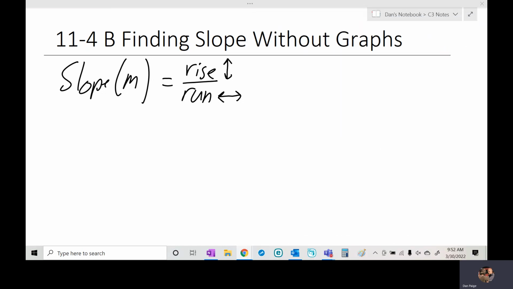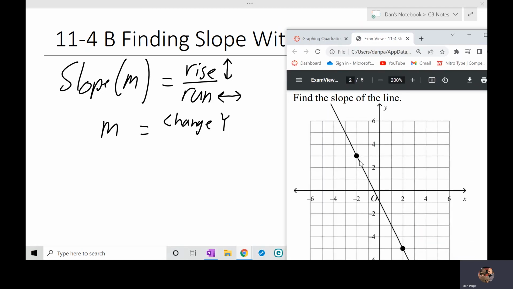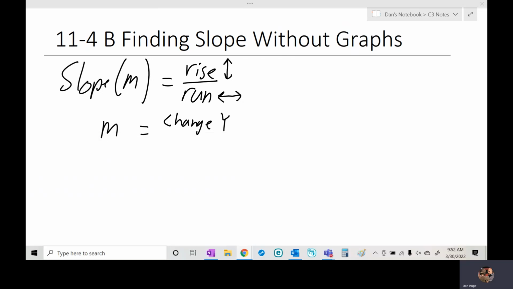So another way people define slope is, for the rise, they say, how much is the change in y? Meaning, how much did it change going up and down? That's what you guys did yesterday, right? You would count how much it changed from one to the other. So another way to say this is the change in y over the change in x.